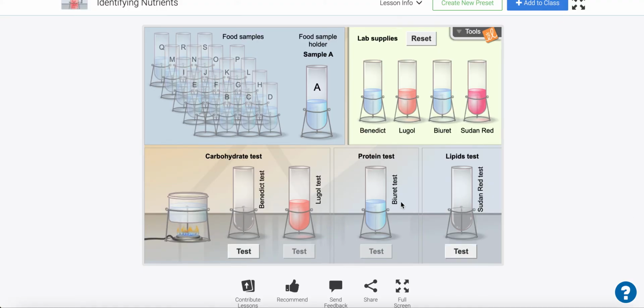So here we have no protein, okay? It did not turn purple. And then for the Sudan red test, it's going to test the fats. Sudan red is to indicate the presence of lipids. When lipids are present, the dye will be absorbed into the lipids and will appear as concentrated spots of colors on the test tube. So let's test for that. Okay, so there are no spots, so it tested negative for lipids.